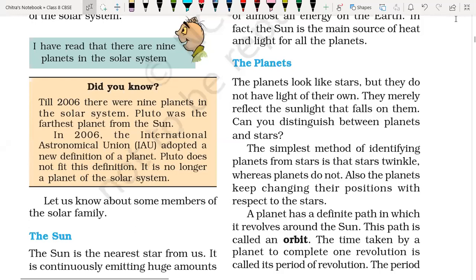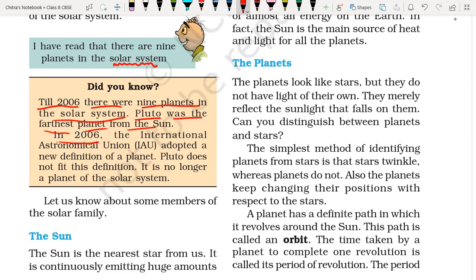As we know, we used to have 9 planets in our solar system. But Pluto was very far from the sun and it does not obey the rules which are obeyed by other planets. That's why Pluto was removed from the list of planets in 2006. So till 2006 there were 9 planets in the solar system. The ninth one was Pluto, the furthest planet from the sun.